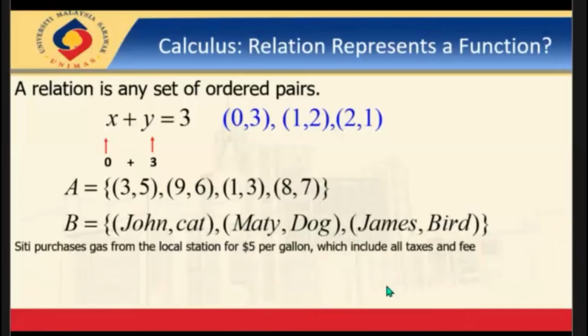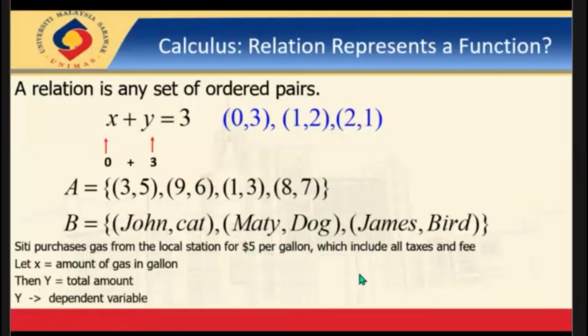Other things, for example, let's suppose a city purchases gas from a local station for $5 per gallon, which includes all the taxes and fees. If we try to represent this sentence in the form of a relation, from these English words we want to make a mathematical relation. Let's represent the number of gallons by x, and y will be the total amount that the city pays.